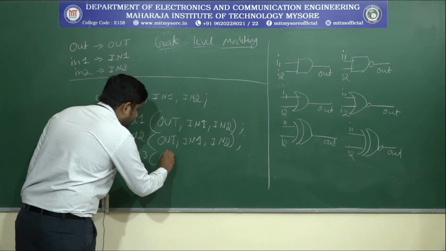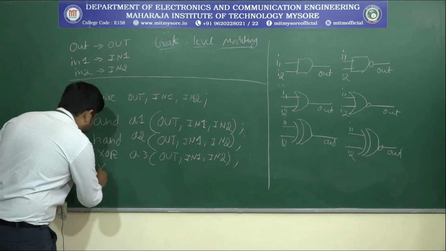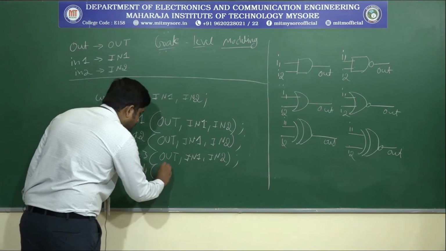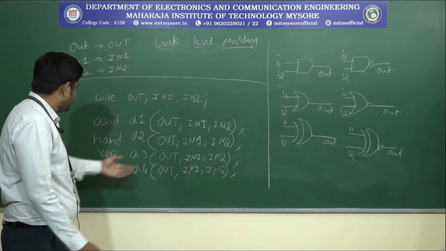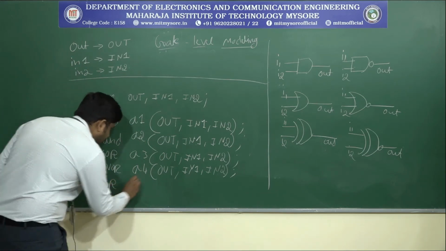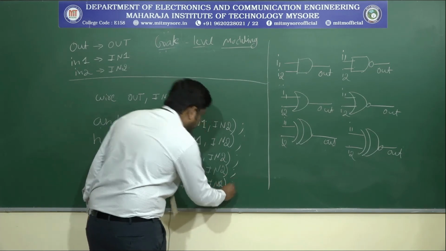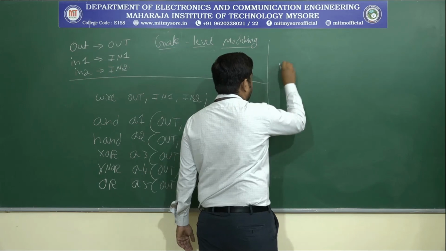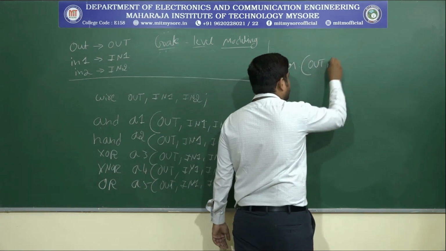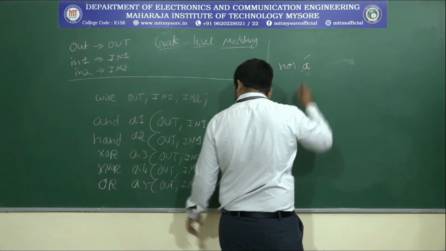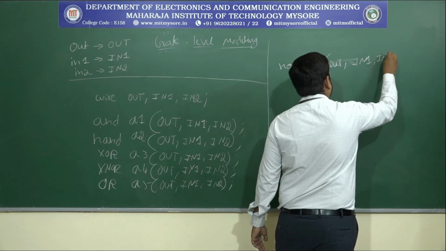Similarly for XOR, A3, then out, IN1, then IN2. Next for the XNOR gate, you name it A4, then out, IN1, then IN2. Next we write OR, which is a primitive, then OR, A5, then out, IN1 and then IN2. For the NOR gate, NOR is a predefined word. Here the first terminal is out, then the name of the NOR is A6, then out, then IN1 and then IN2.